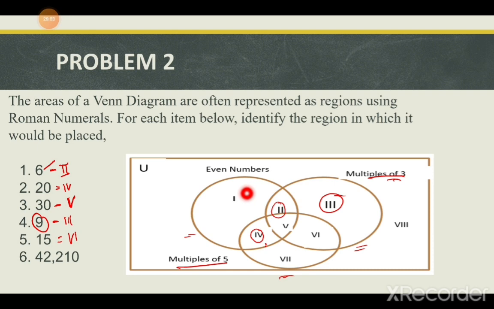So, 42 divided by 3 is equal to 14. Okay, 14. Yan, 14. Okay? So, therefore, your 42 is a multiple of 3 and also it is an even number. So, therefore, I may place it into my Roman numeral 2.